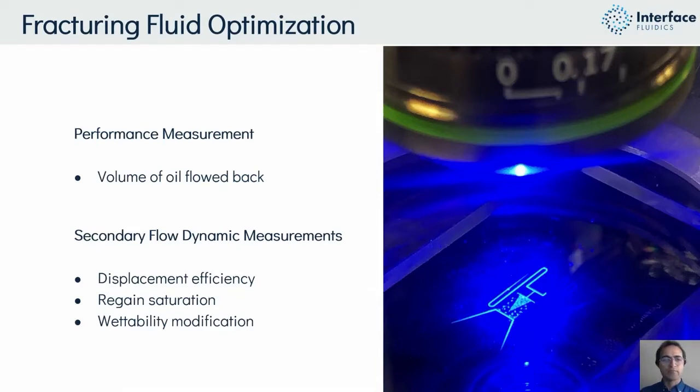In terms of the performance measurement, our primary metric is the volume of the oil flowing back during the oil flow back step. We measure the volume through our optical tools. It's very accurate; the range of the accuracy we're dealing with here is in the range of picoliters. In addition to the volume of the oil, we can also provide more flow dynamics measurements, including the displacement efficiency during the frac injection, regain saturation, and finally we can provide information on the wettability modification of the substrate as a function of, let's say, if you use surfactants.